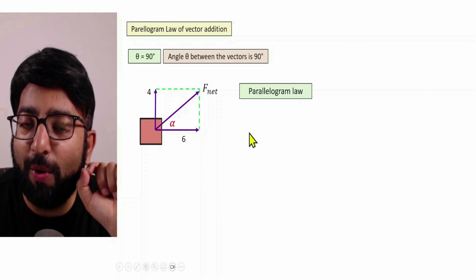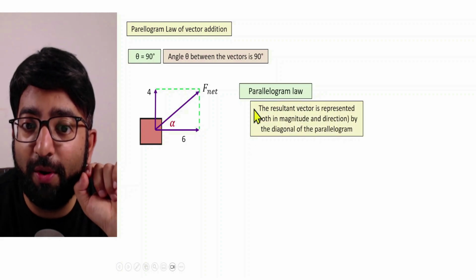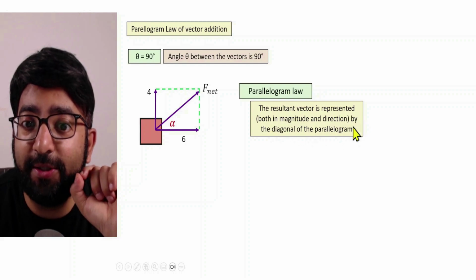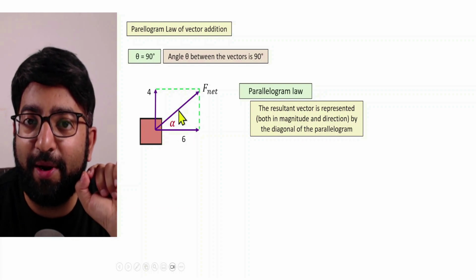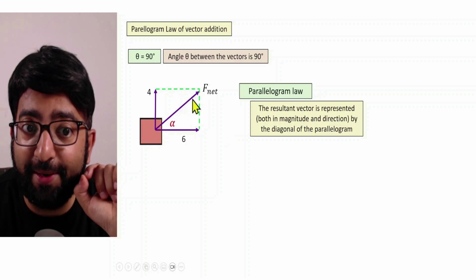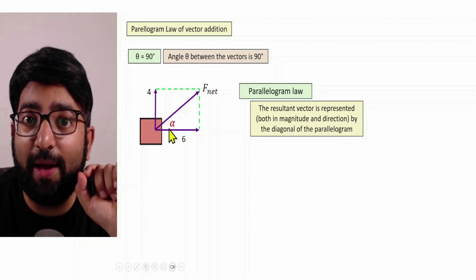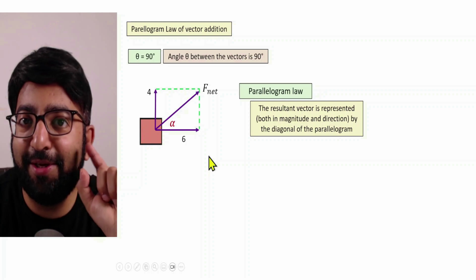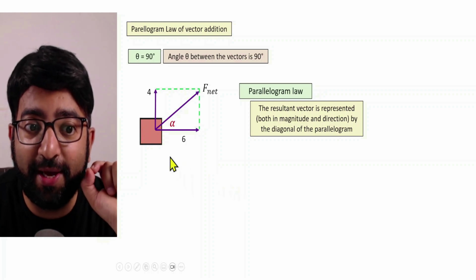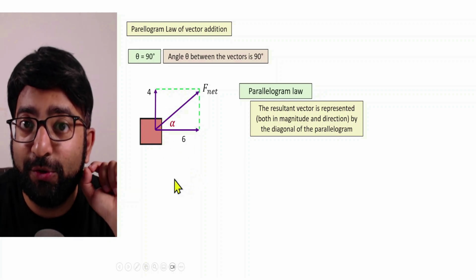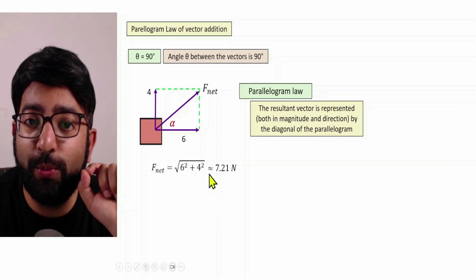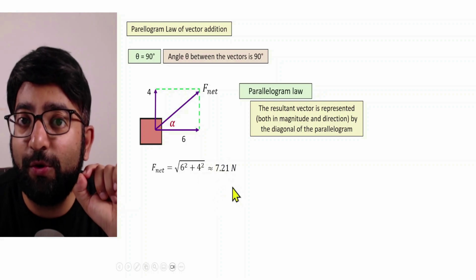So let me summarize. What is parallelogram law? According to this law, the resultant vector is represented both in magnitude and direction by the diagonal of the parallelogram. But we are supposed to find the magnitude of the net force as well as the angle alpha. So how do we do that? Since the two forces are perpendicular to each other, we can very easily use the Pythagoras theorem, which is square root of a square plus b square. In this case, a is 6, b is 4. So the magnitude of the net force will be square root of 6 square plus 4 square, which will come out as approximately 7.21 newtons.